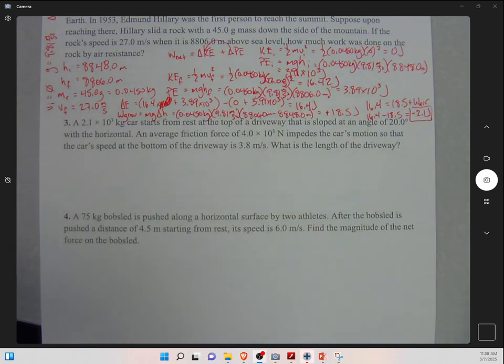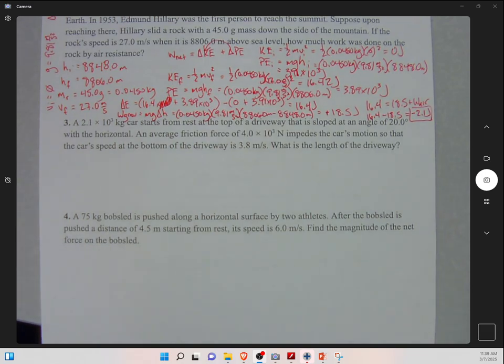All right, number 3. A 2.1 times 10 to the third kilogram car starts from rest at the top of a driveway that is sloped at an angle of 20 degrees with respect to the horizontal. An average friction force of 4.0 times 10 to the third newtons impedes the car's motion so that the car's speed at the bottom of the driveway is 3.8 meters per second. What is the length of the driveway?